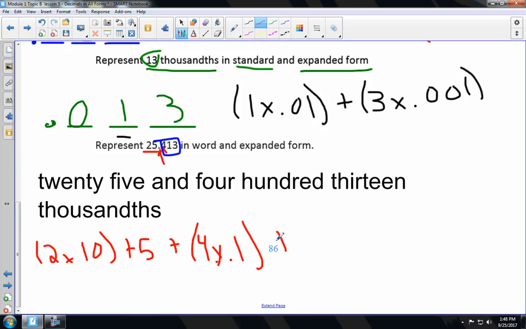Then I have my 1, which is in my hundredths place, so I have to make sure I do hundredths. And then I have my 3, which is in my, I'm going to back that up, sorry, parentheses. I have my 3, which is in my thousandths place.